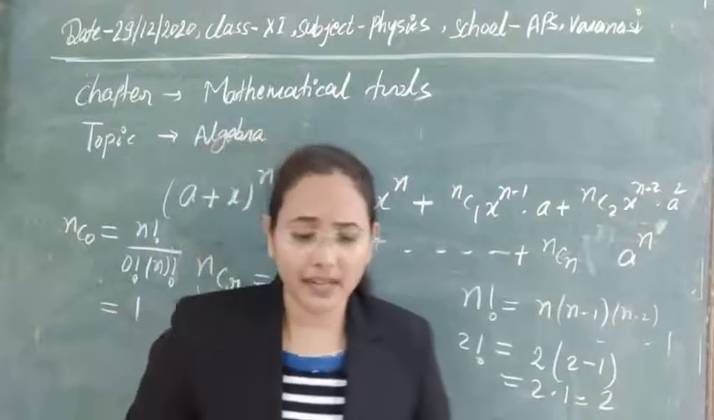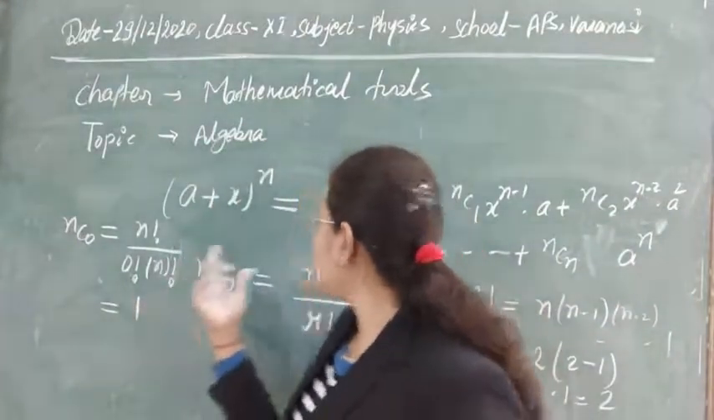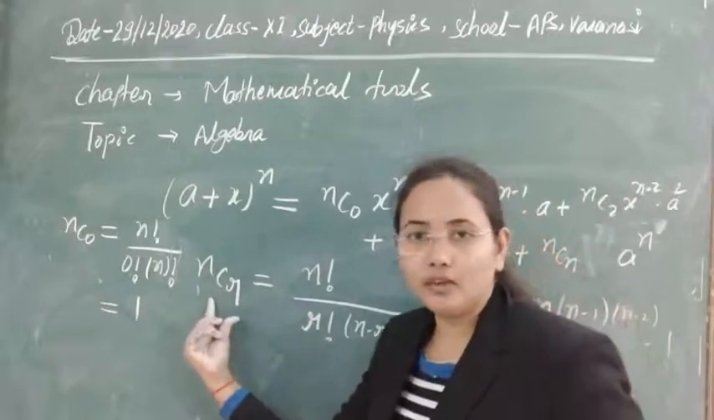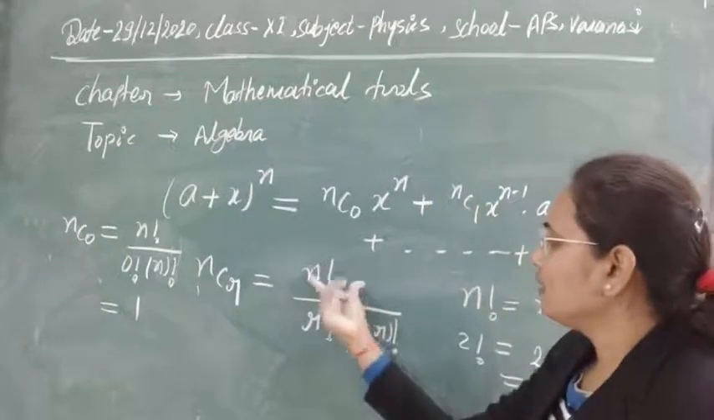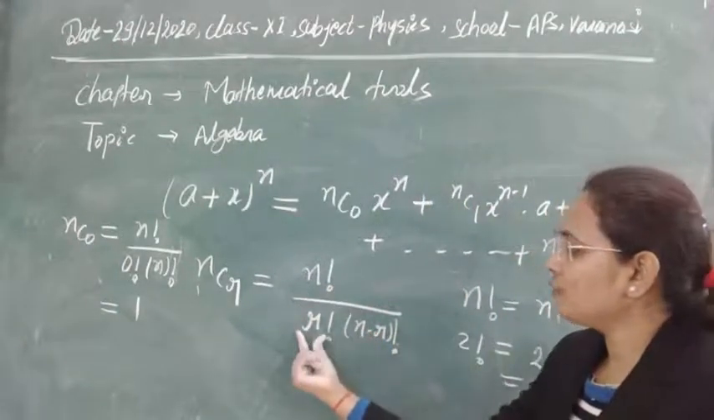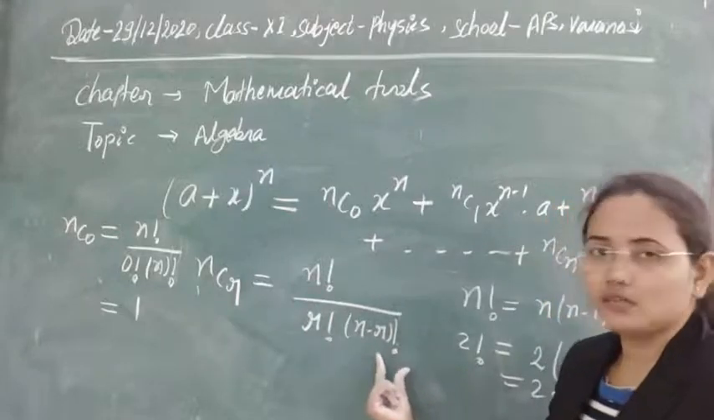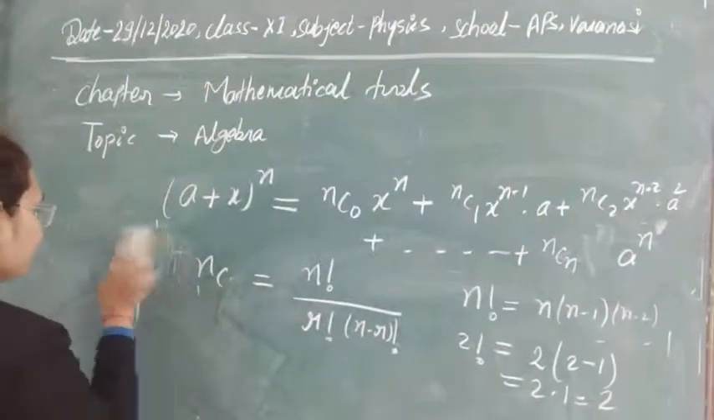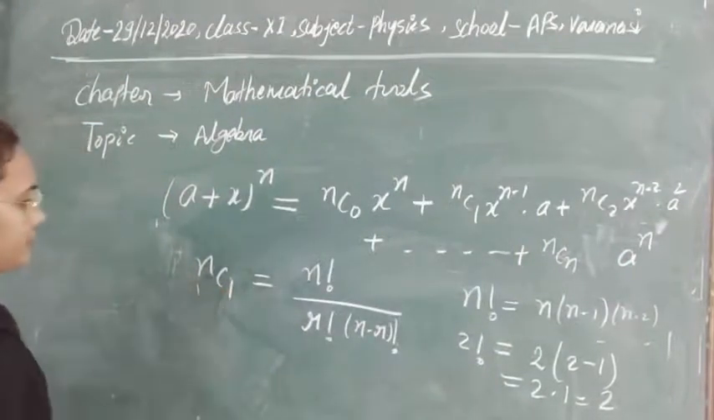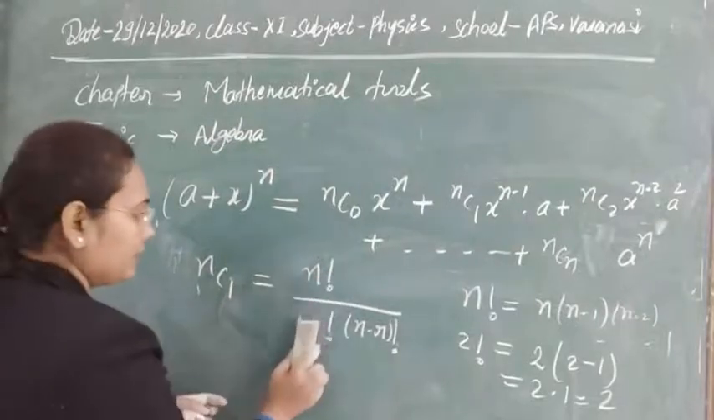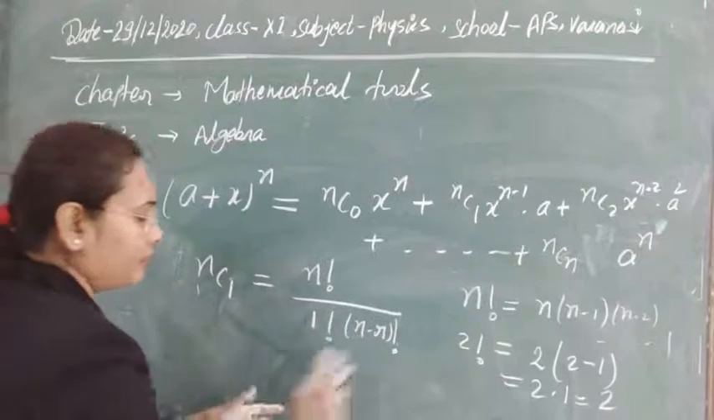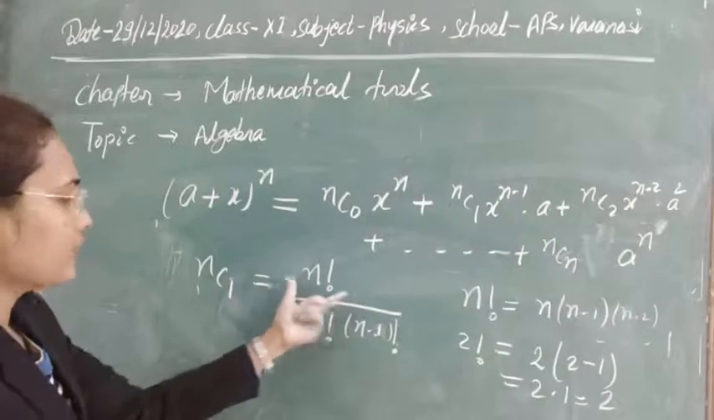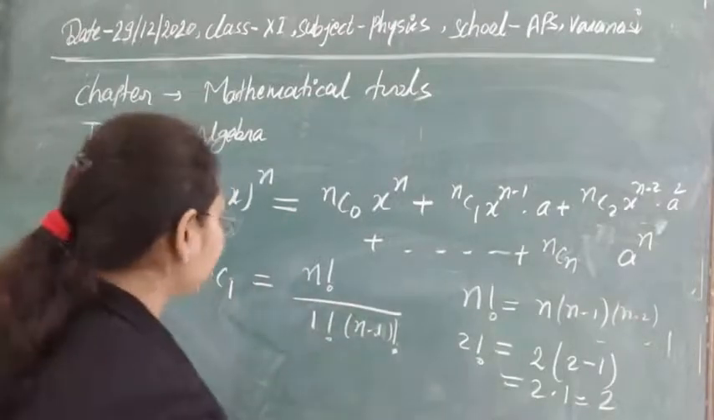In the same way you can calculate the value of NC1, where for it you have to put the value of R equal to 1. After that solve it, meaning here factorial n upon factorial 1, factorial n minus 1. So with the help of it you can solve it. Let's see how we can solve NC1. So the NC1 value is factorial n, here in place of R we have 1, and here we will have n minus 1. Now let's expand it.